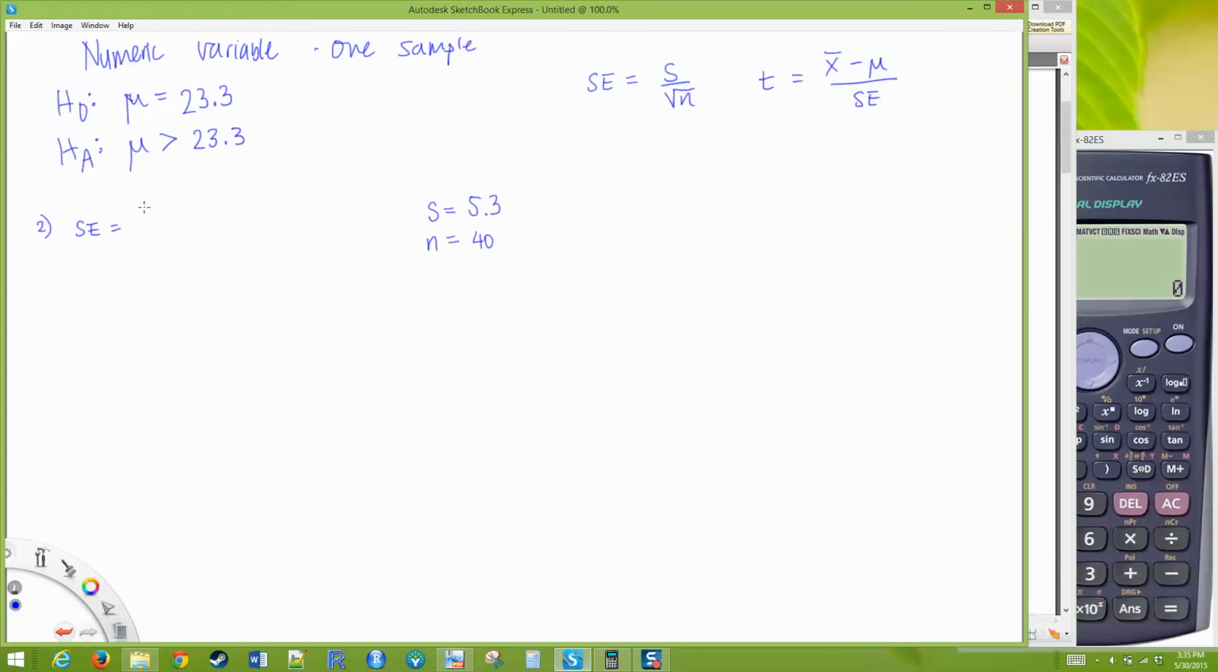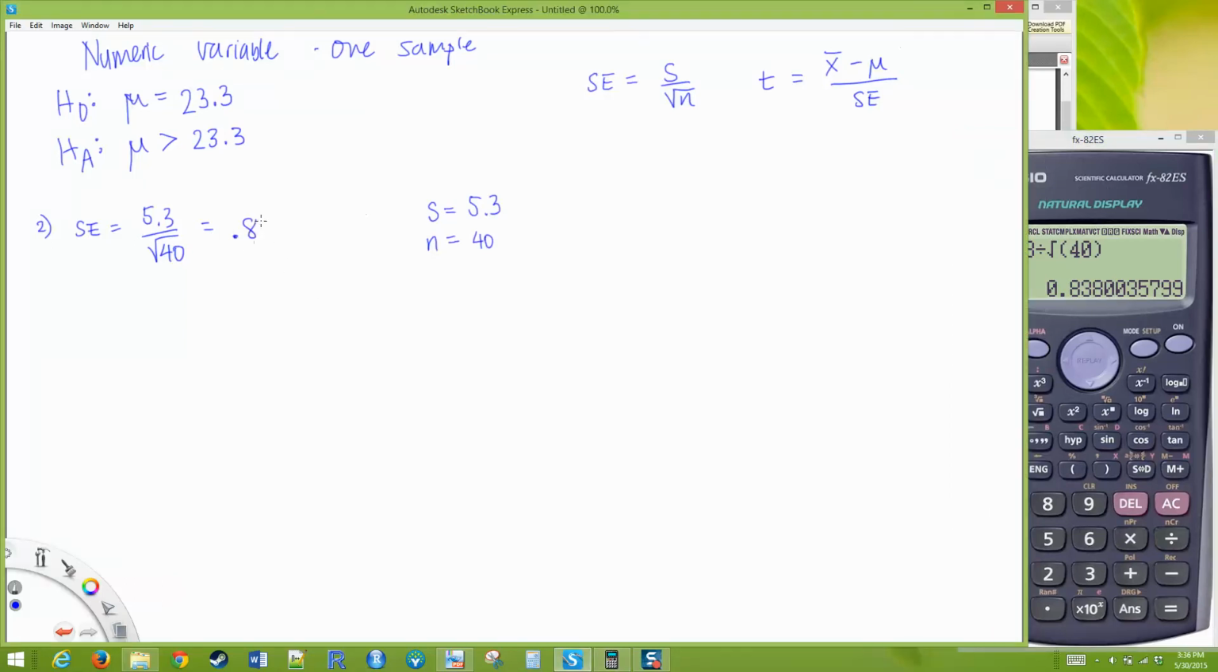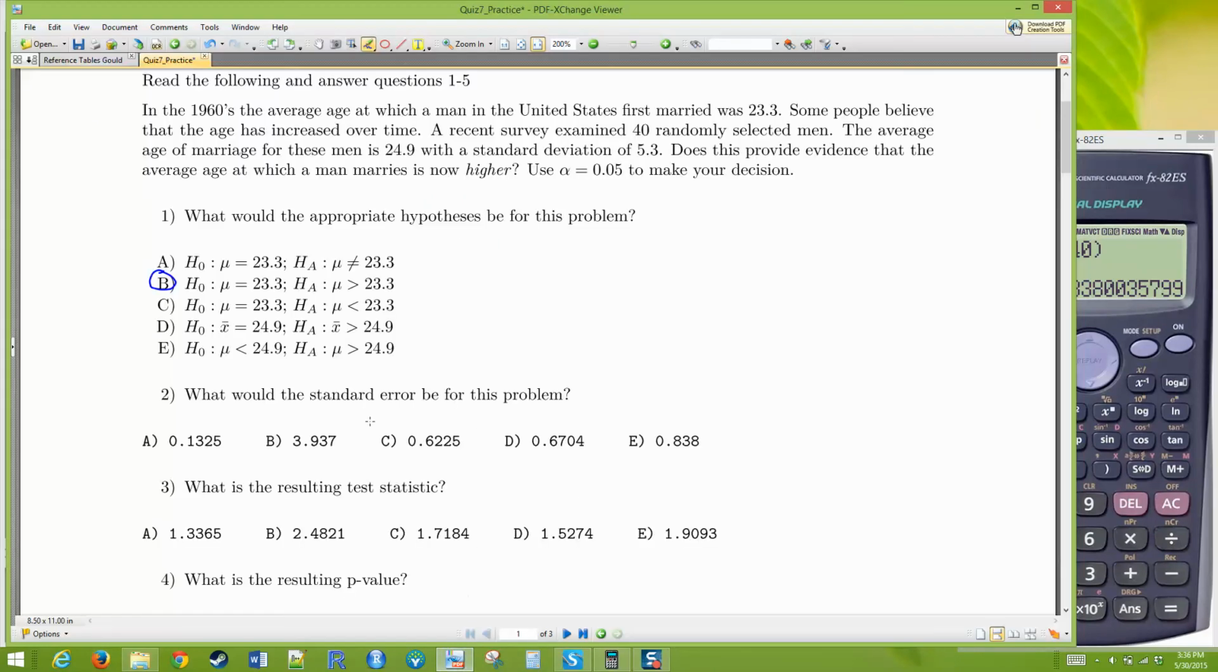So our standard error is going to be 5.3 divided by the square root of 40. I'm going to punch that into my calculator, 5.3 divided by square root sign 40. I hit enter and I get 0.838. Okay, so I have 0.8380. So let's go to our answer choices. And indeed, we see answer choice E is 0.838.